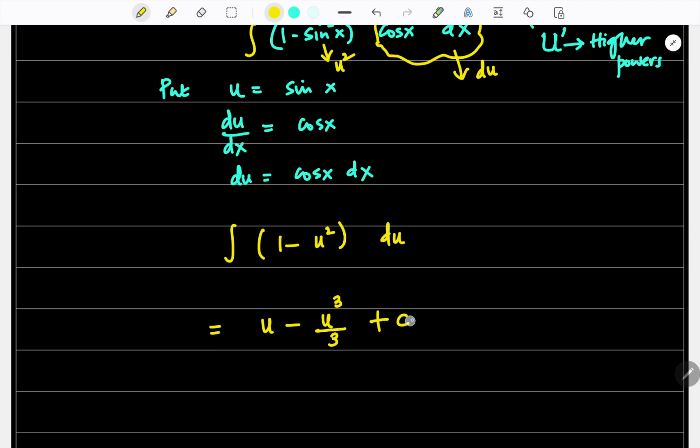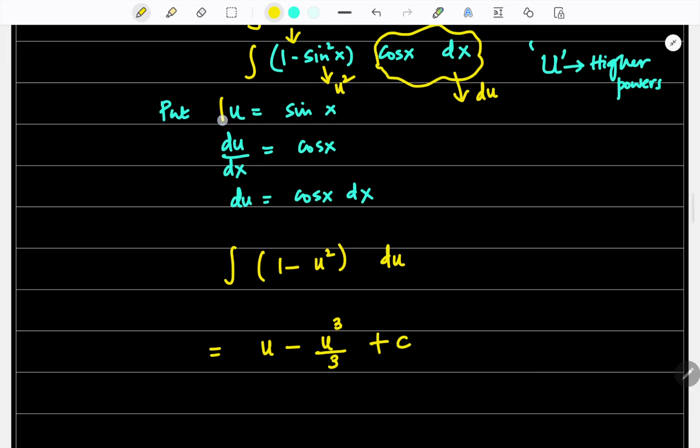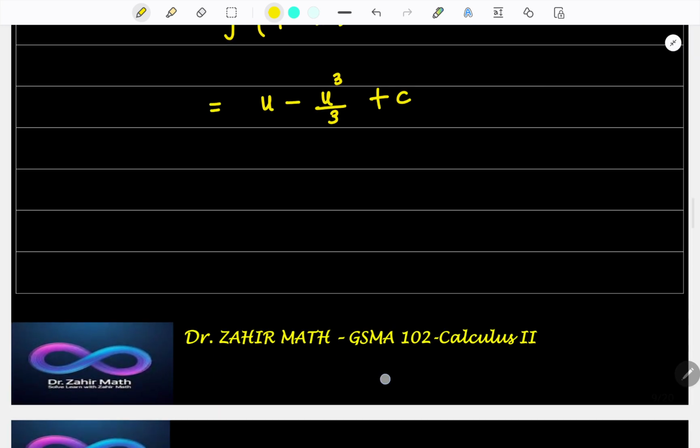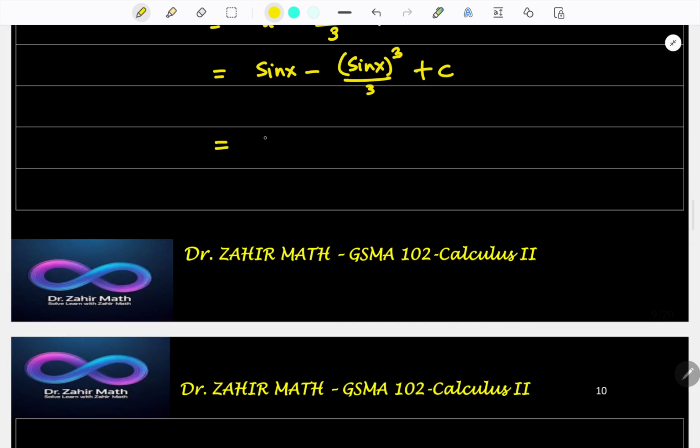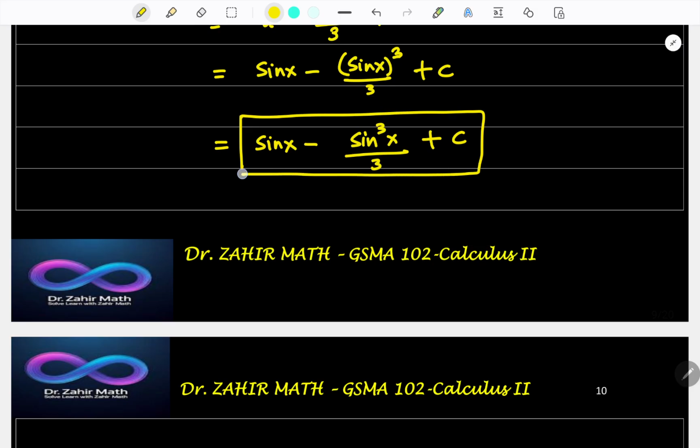u cubed divided by 3 plus integrating constant c. So what did I substitute for u? u is going to become sin x, and your du is this one. Now I am going to substitute for u, sin x: (sin x) to the power 3 divided by 3 plus integrating constant c. Of course, sin x is sin x, but sin x the whole power 3 is sin³x divided by 3 plus integrating constant c. Clear? Very good example.